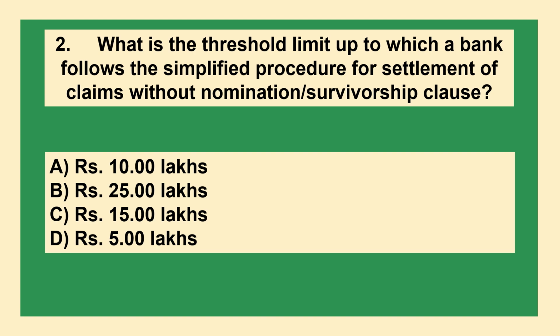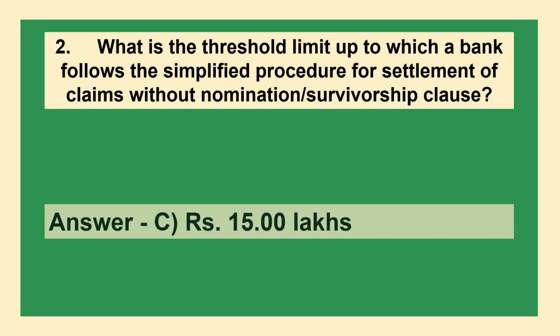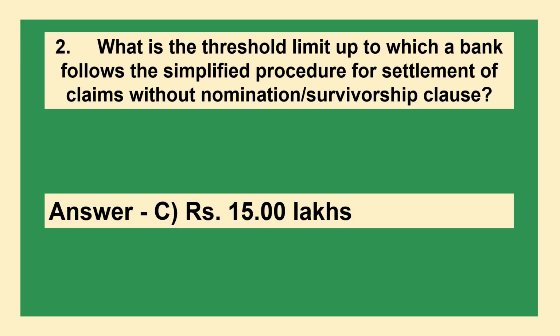What is the threshold limit up to which a bank follows a simplified procedure for settlement of claims without nomination and survivorship clause? Option A rupees 10 lakhs, option B rupees 25 lakhs, option C rupees 15 lakhs, option D rupees 5 lakhs. The answer is option C, rupees 15 lakhs.